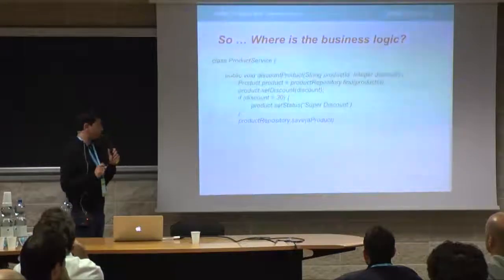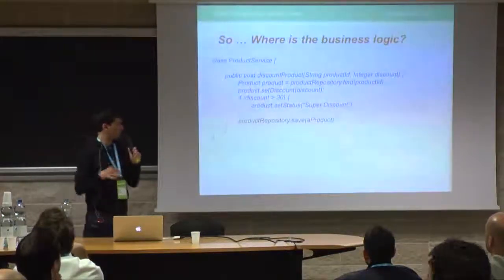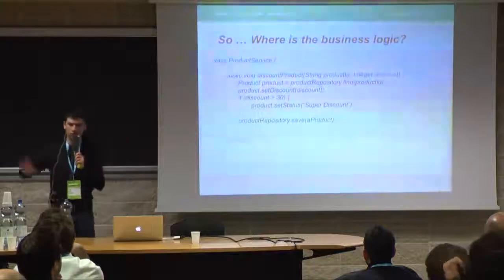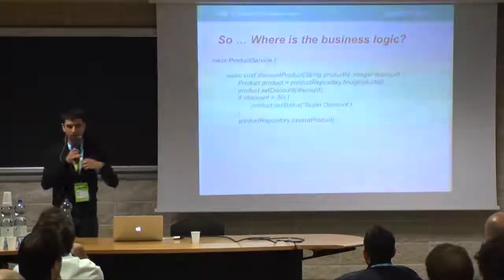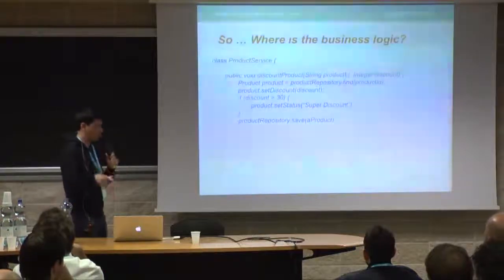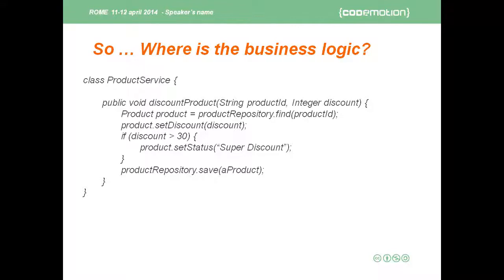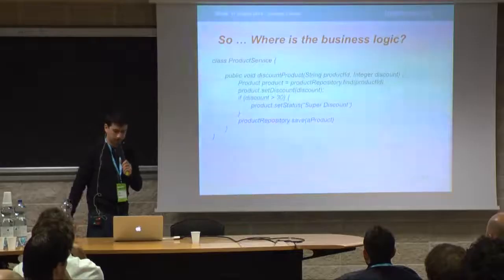This simple business rule: if the discount is more than 30%, we'll classify that as a super discount. Maybe we can show that on the main page, the products with super discount, or maybe we can decide something based on it. But that's irrelevant now. The business rule is that more than 30% is classified like that.